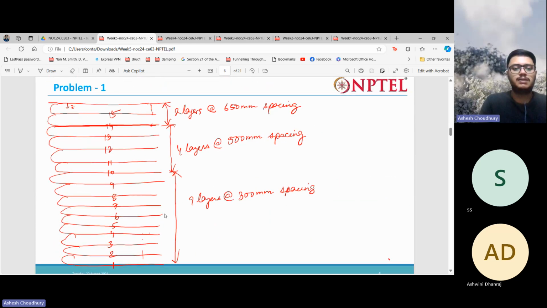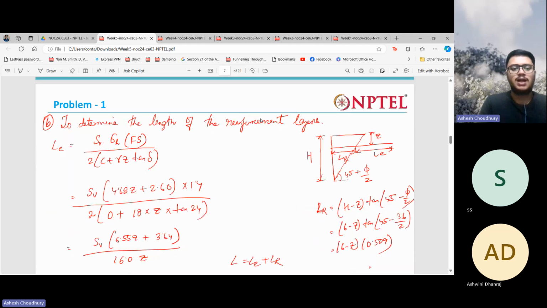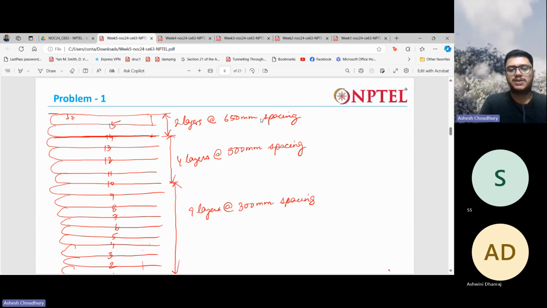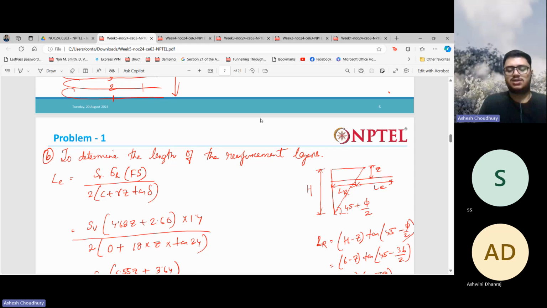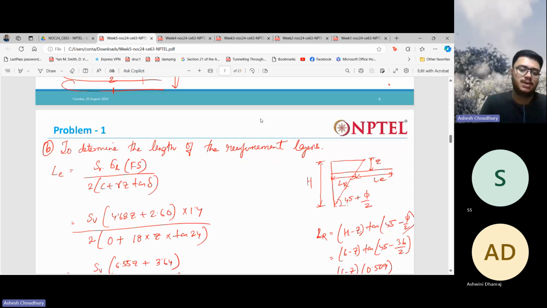So this is the basic arrangement that we decided at the start. 9 layers we can have 300 mm spacing, then 4 layers at 500 mm spacing, and 2 layers at 350 mm spacing. Right. So this was how we decided the spacing, and the spacing actually helps in satisfying the rupture criteria. Now next we have the pull-out criteria. To satisfy the pull-out criteria, that will be satisfied with the embedment length.